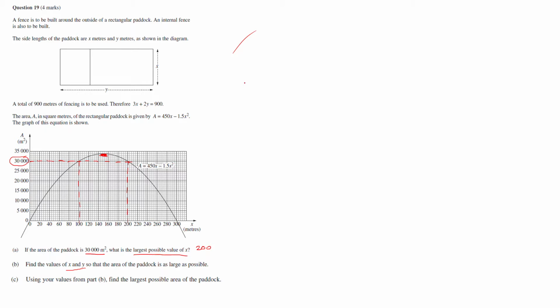I did that before this video, so I know the area is maximized when x is equal to 150, and the way I did that calculation would be area is equal to 450 times 150 minus 1.5 times 150 squared. So this is this equation. You're just plugging in the different values of x. So here I'm plugging in the value of 150. So the maximum area would be 33,750, right?